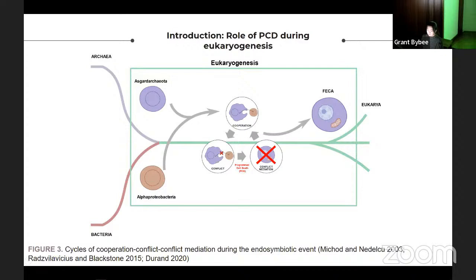and this would have led to conflict. It's suggested that programmed cell death was one of the important conflict mediator mechanisms for the rise of FECA. So what PCD would have allowed was to promote the death of the groups that did not have their evolutionary interests aligned, basically only allowing the symbiotic groups that could stay in cooperation with each other to survive.